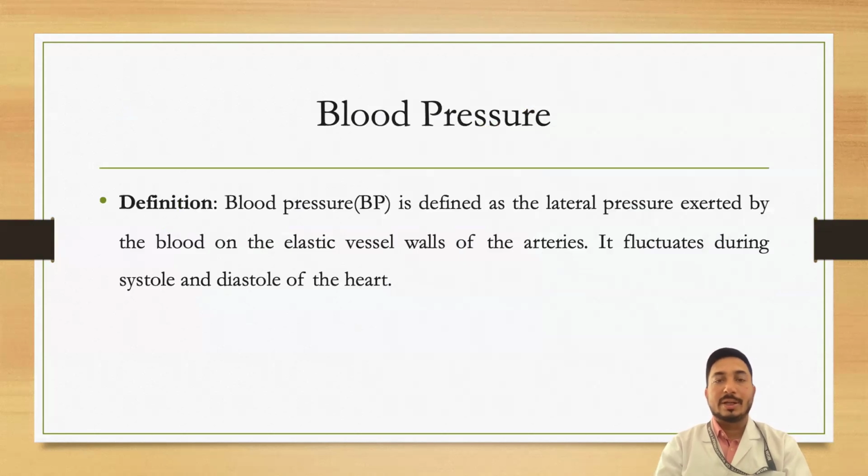So coming to the definition, blood pressure is defined as the lateral pressure exerted by the blood on the elastic walls of the arteries. It fluctuates during systole and diastole of the heart. So blood pressure is nothing but the lateral pressure exerted by the blood on the walls of the arteries, and it fluctuates during the systole and the diastole of the cardiac cycle.